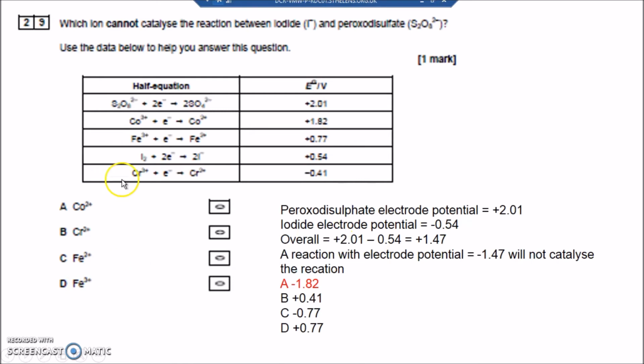And finally, Fe3+ going in this direction is plus 0.77. Add 1.47 would give an answer of 2.34. So my answer is A.